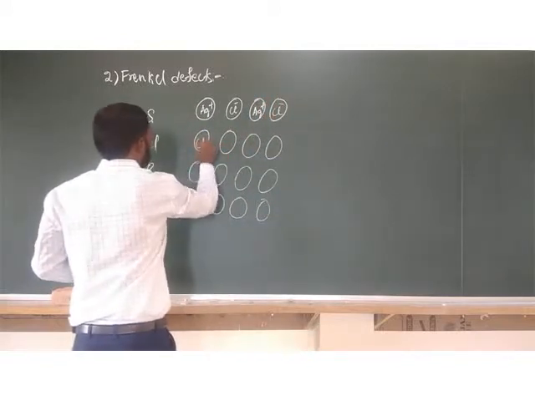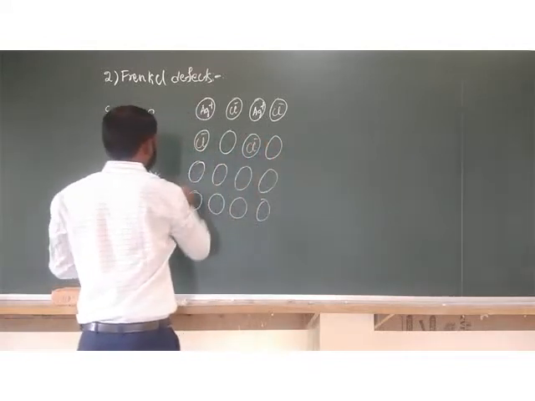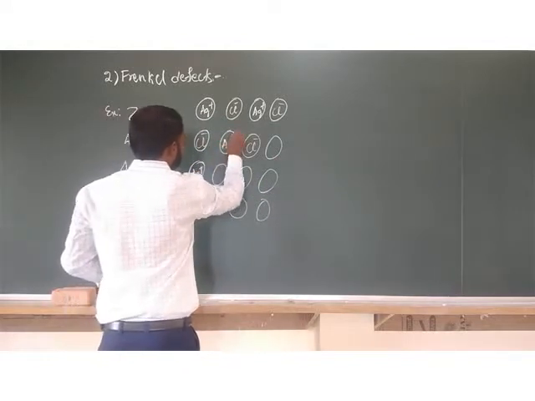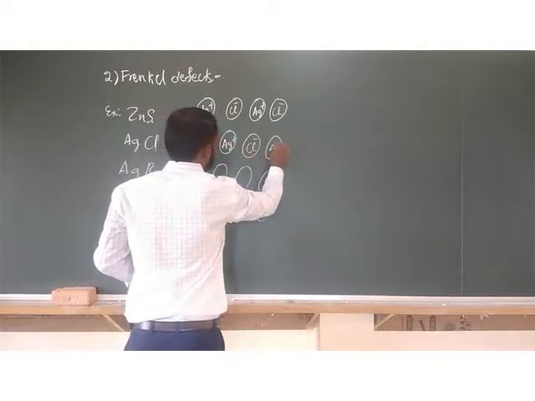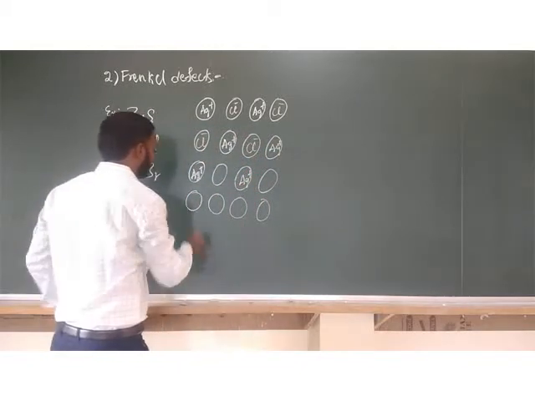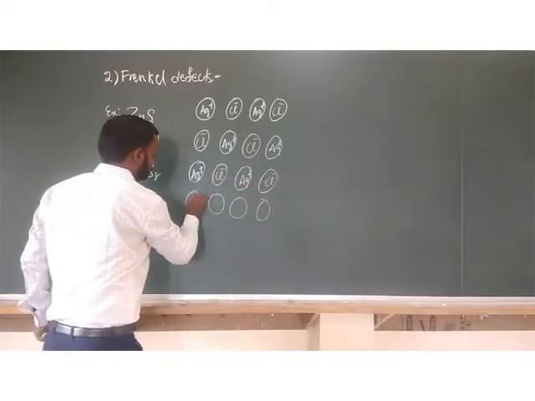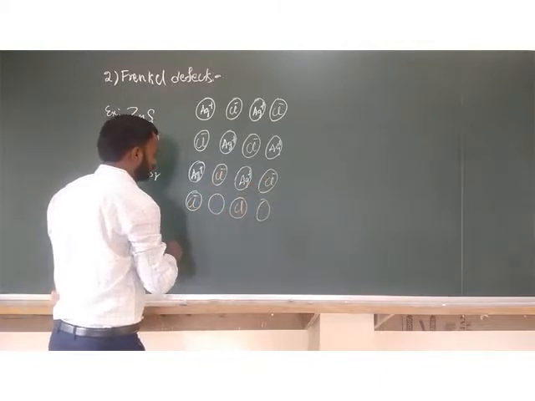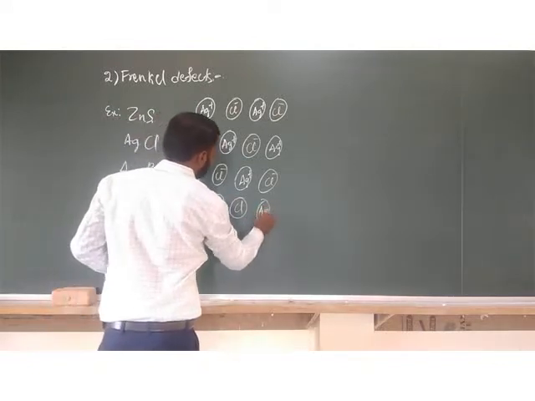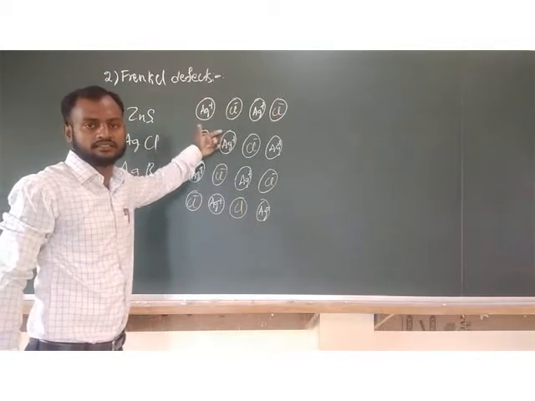So this is the Cl-, and Ag+. So this is the Ag+, a positive ion, and Cl-. So Cl-, a cation Ag+, and this is the Ag+. Cations and anions are present in a crystal lattice.